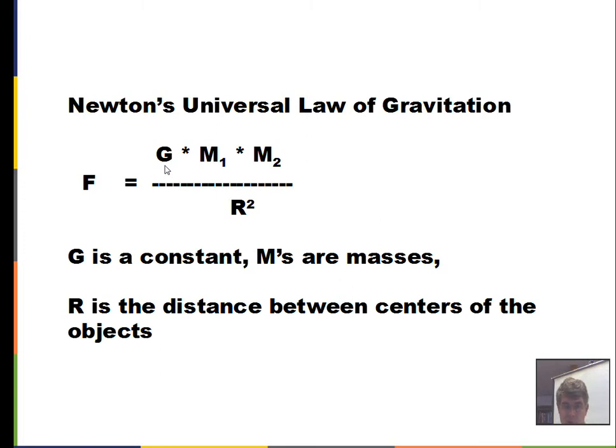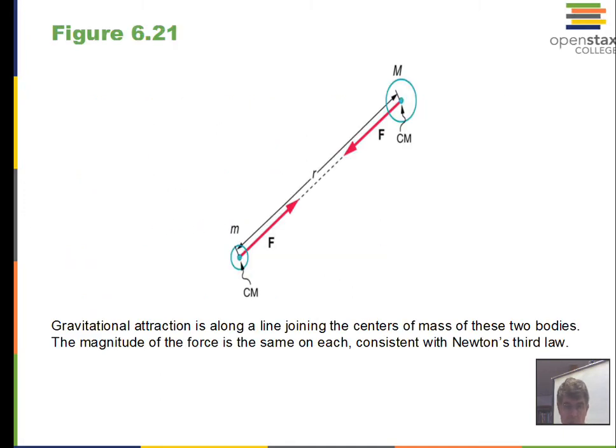It was over 100 years after this law was described that a measurement was made of capital G in a laboratory. The G is a constant, multiplied by the two masses, each in kilograms, divided by the square of the distance between the centers in meters. R is in meters, the M's are in kilograms, and we can get newtons then of force.